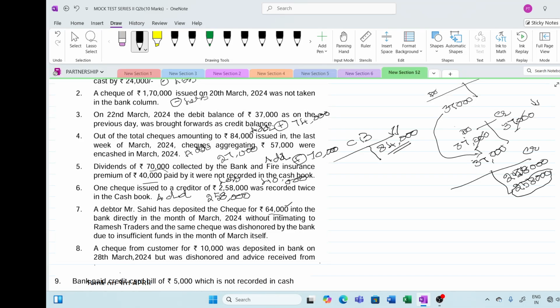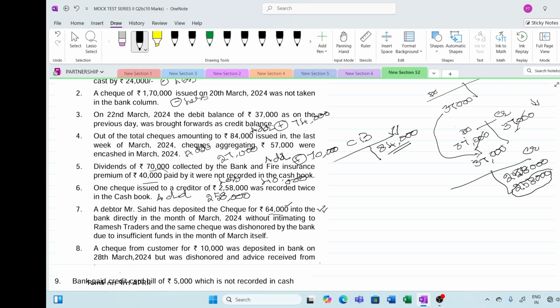So far as the cash book is concerned, no plus, no minus done. And the same thing in the bank, they credited then debited, so that no amount is appearing. So you can ignore this entry in your bank reconciliation, or either way you can do it. You can add 64,000 and less 64,000. So right now I am ignoring it.